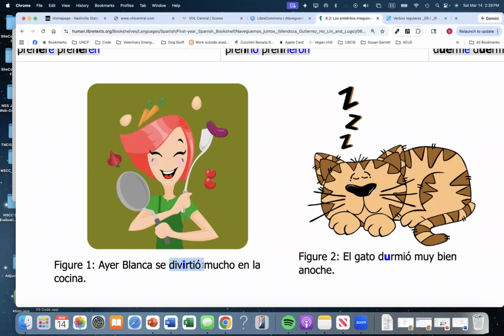Divertirse means to have fun. So it is reflexive and also a stem changer. Divertir ends in IR. So for third person Blanca, we need to change that stem from E to I. Ayer Blanca se divirtió mucho en la cocina. Why se? Because it's a reflexive verb. Remember the placement of reflexive pronouns. Ayer Blanca se divirtió en la cocina.